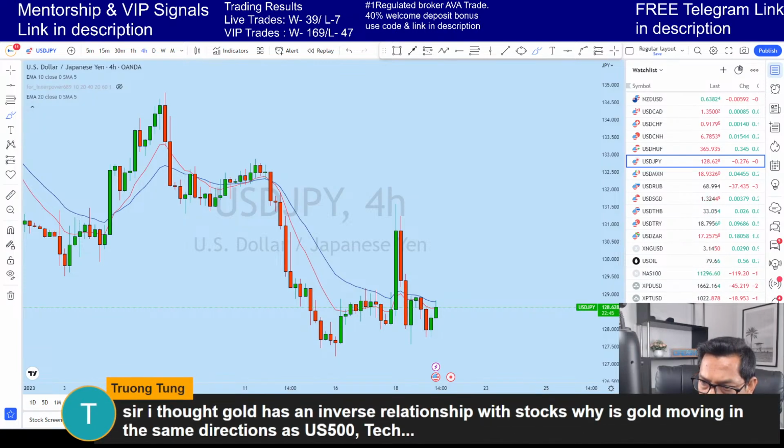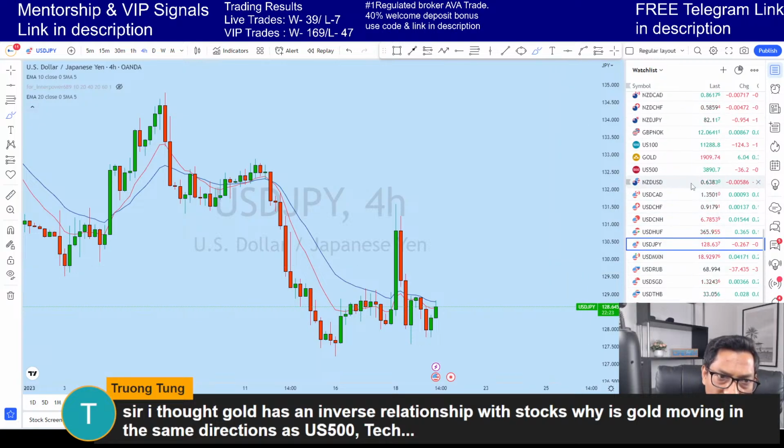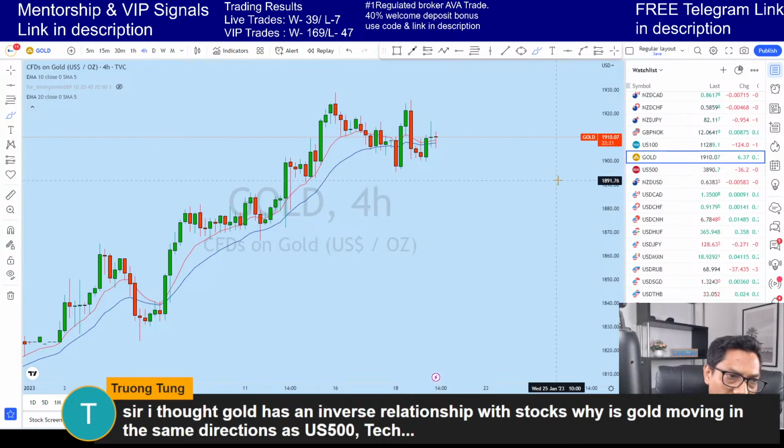I thought that gold has an inverse relationship with stocks. Why is gold moving? No, not inverse relationship. Gold and US30, NASDAQ are almost in the same relationship. In most cases, you see that. Gold currently is a little bit sideways.